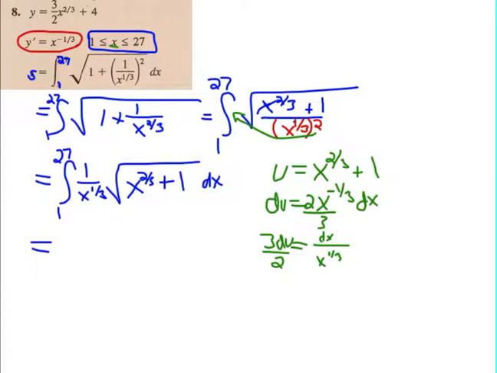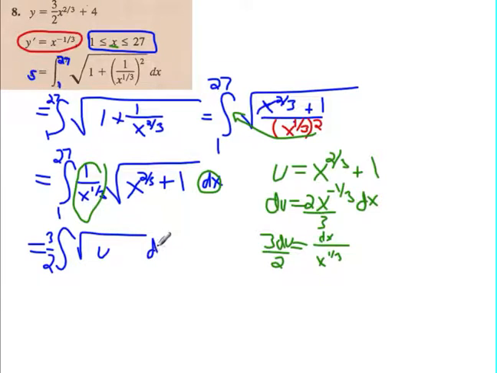So actually, you know what? I'm not going to write equals because I don't want to change the integrand. I guess we could. Maybe we should. Let's just change the integrand on this one. You know what? Let's put equals. So we'll think about what 1 and 27 become here in a second. Anyway, this part and this part are 3/2 du, right? So let's pull that 3/2 outside. And what we're left with is root u du.